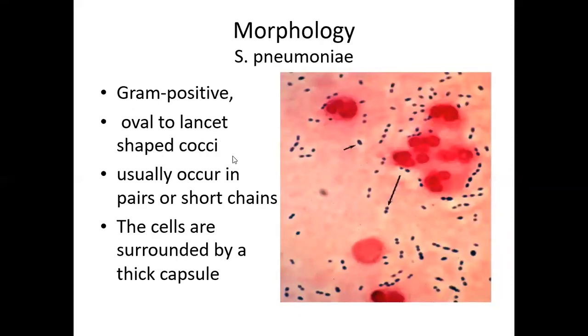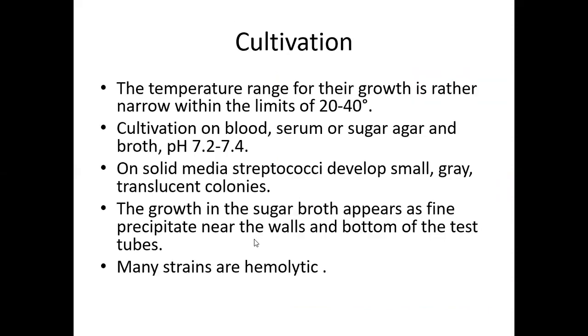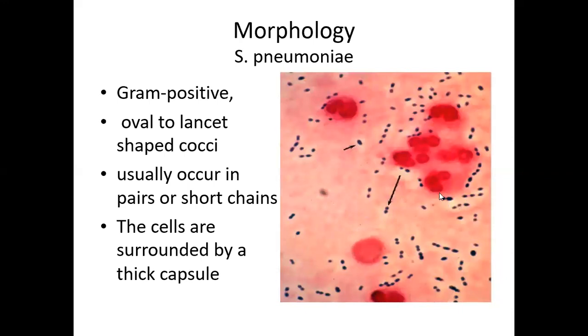So Streptococcus pneumoniae is an oval to lancet-shaped cell. Lancet, from the Latin, means a tail, and this means that the cell is like a round cell with tails. Usually they are arranged in pairs, and they are surrounded by a capsule. Here you can see the capsule, not stained.